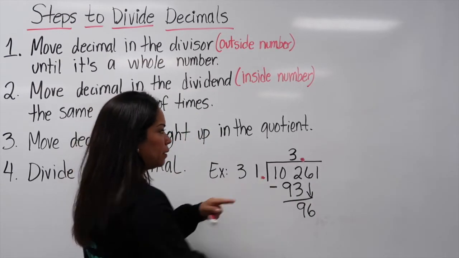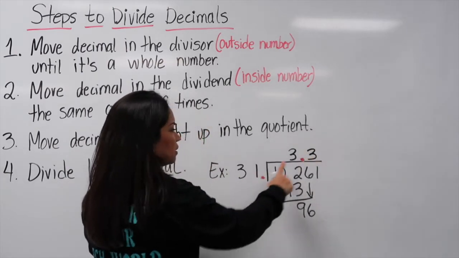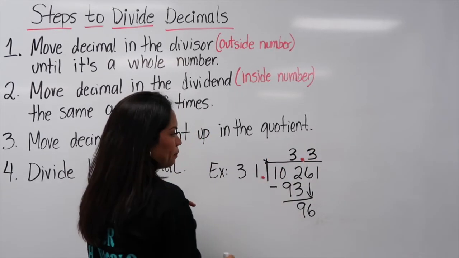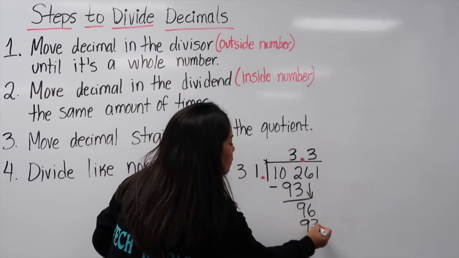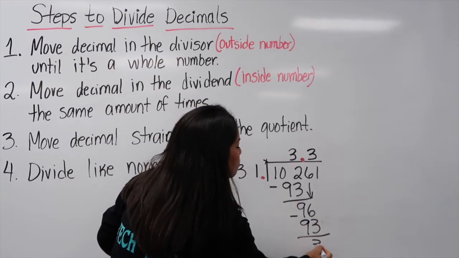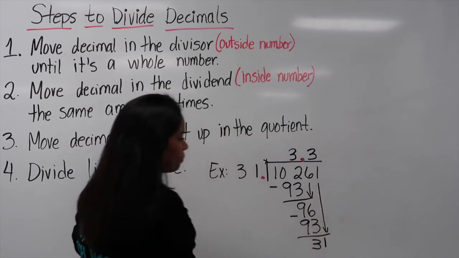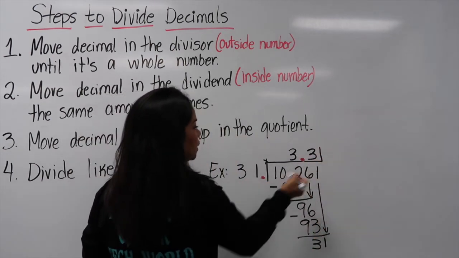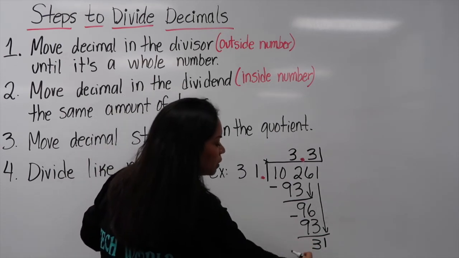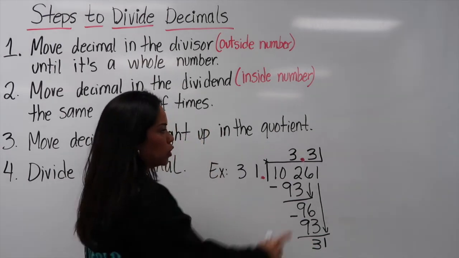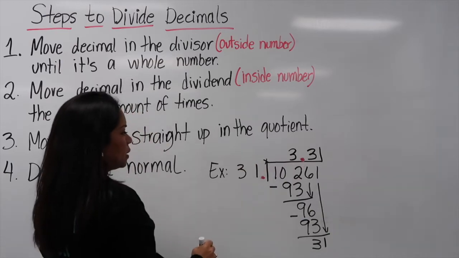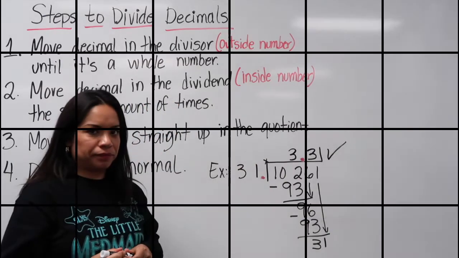And do it again. 31 times 3 is 93. Remainder, bring the 1 down. 31 times 1 is 31, and you get a 0 remainder. So our answer is 3.31.